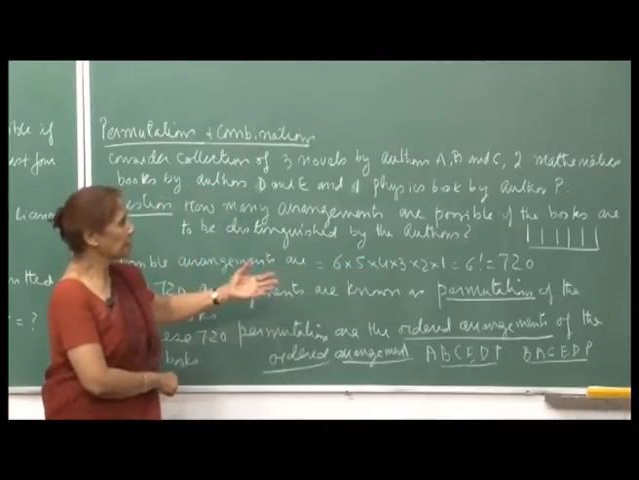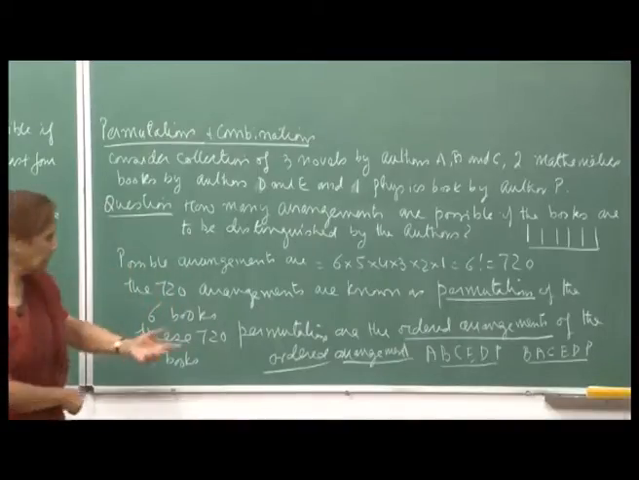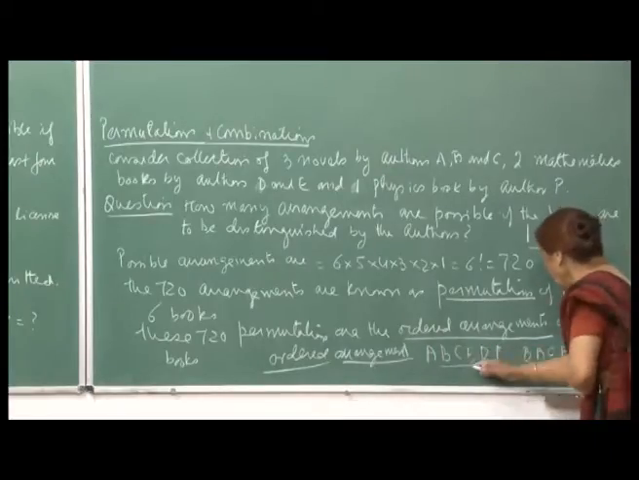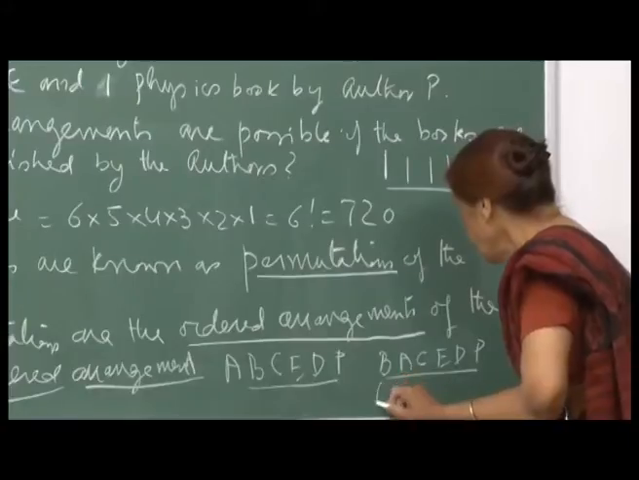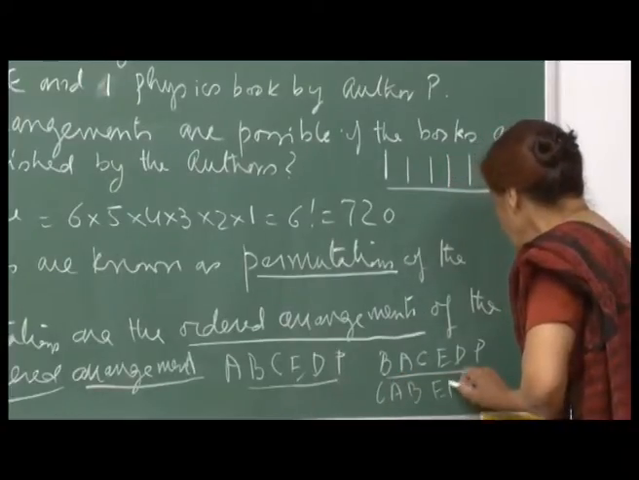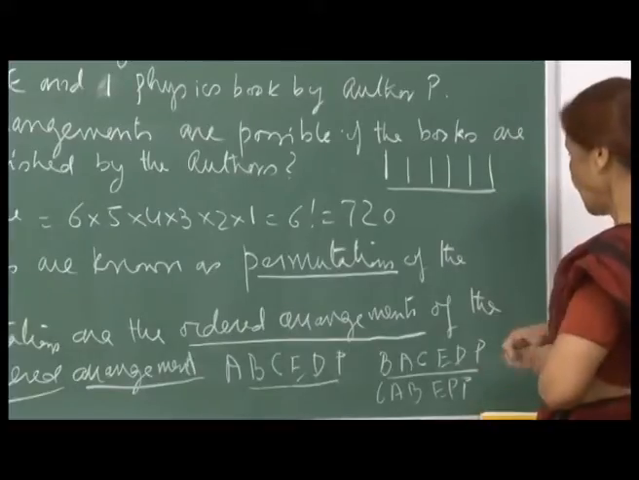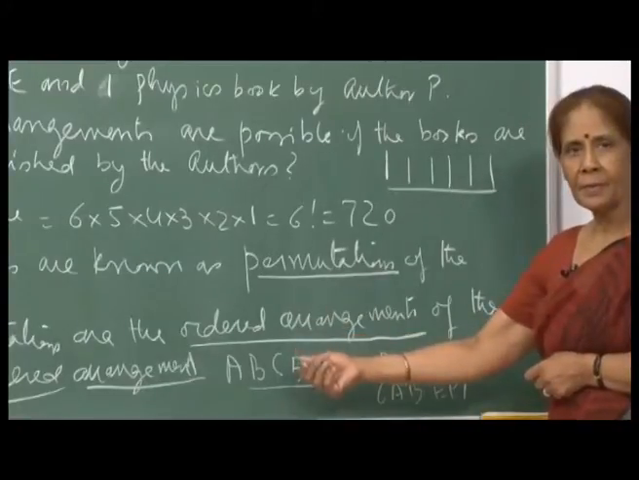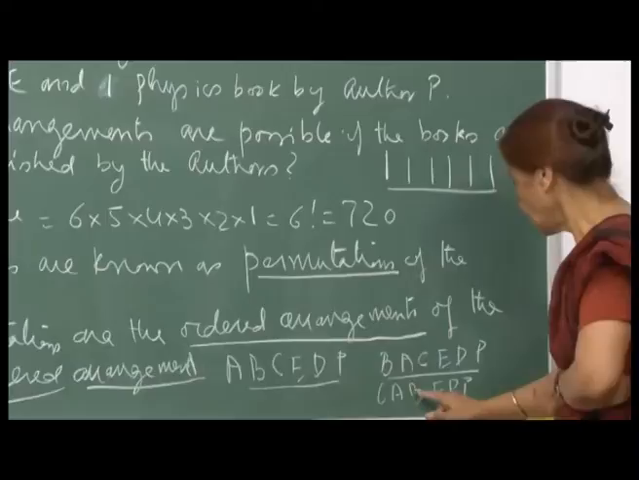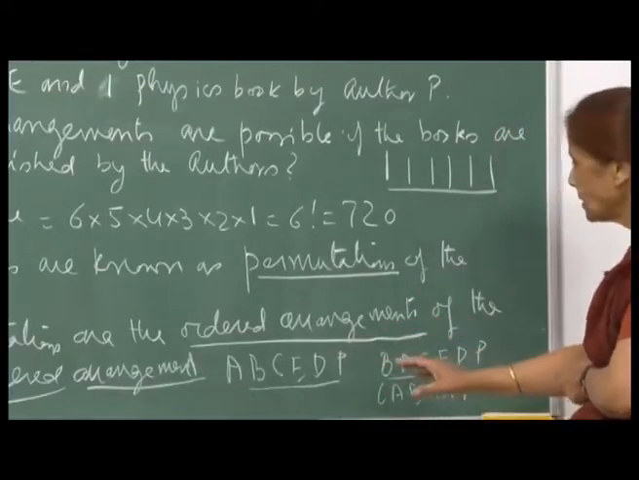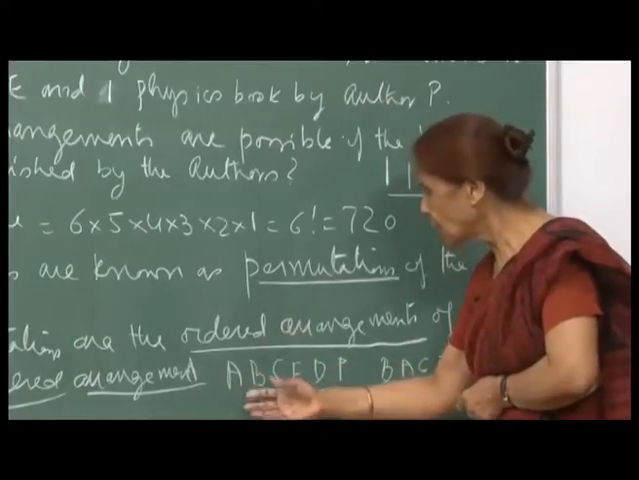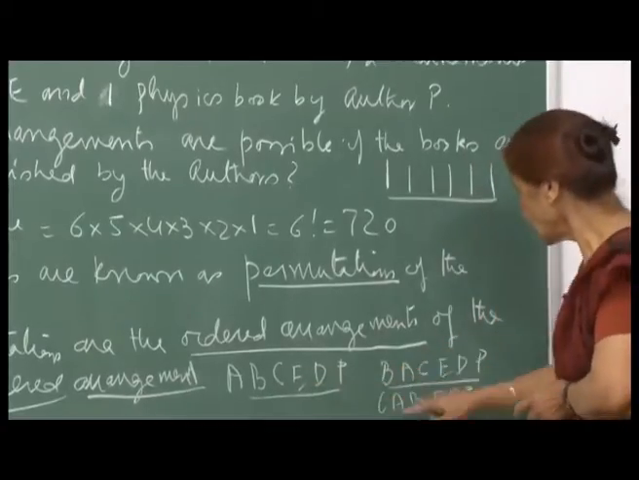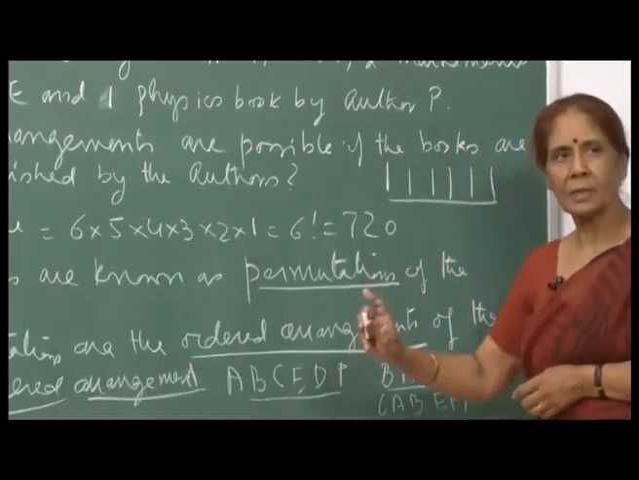But if you do not distinguish between the authors, that means I just treat the 3 novels as novels, and in that case this and this arrangement would be the same, right. In fact, you can see how many possible arrangements. I can have here CAB EDP. Now, you can tell me 3 more, because these 3 letters A, B, C themselves I can arrange in 3 factorial ways. That will be 6 ways I can arrange these 3, and therefore, if I do not distinguish between the 3 novels by the authors, as long as they are just novels, then all those 6 arrangements will be counted as one arrangement.